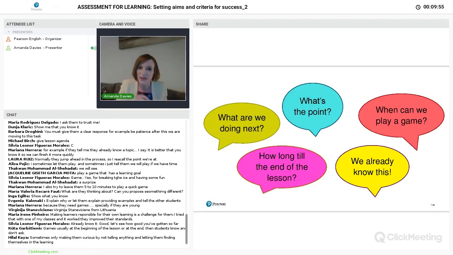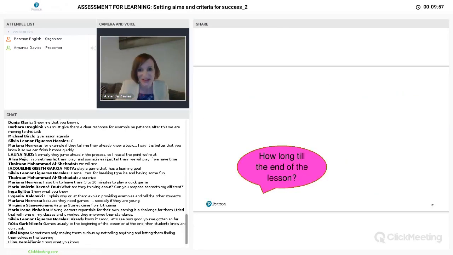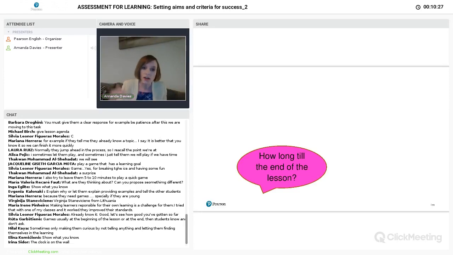And to think about the benefits, I want to think about each question in turn. So the first question, how long till the end of the lesson? Now that tends to be asked by younger students who maybe aren't so good at telling the time, or older students who are not wearing a watch, but it can also be asked by students who are just not very good at time management. If we've shared with the students what's coming up in the lesson, so more or less what the main stages are, what's coming first, second, third, it means the students can keep track of where they are in the lesson, where they are in their learning.